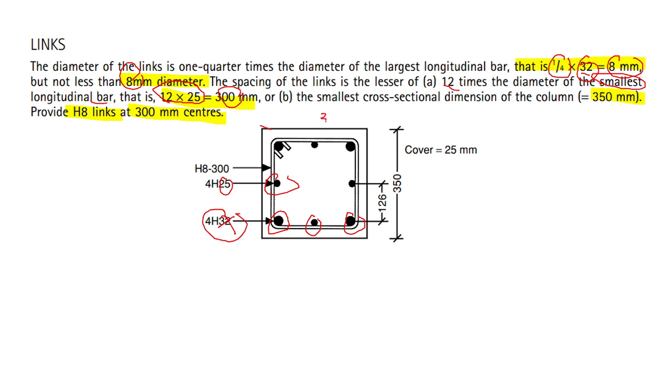This is a square, 350 and 350, so it doesn't matter whichever side. So you have 350. Between 350 and 300, of course, you use the smallest value, which is 300. So this will be the spacing. So your link or stirrups is 8 mm diameter, spaced at 300.